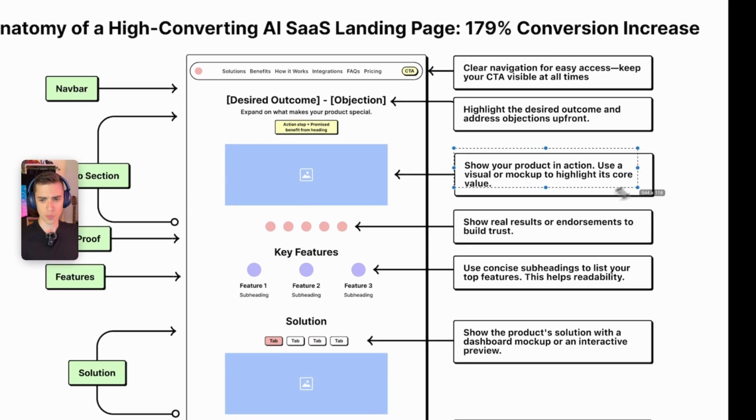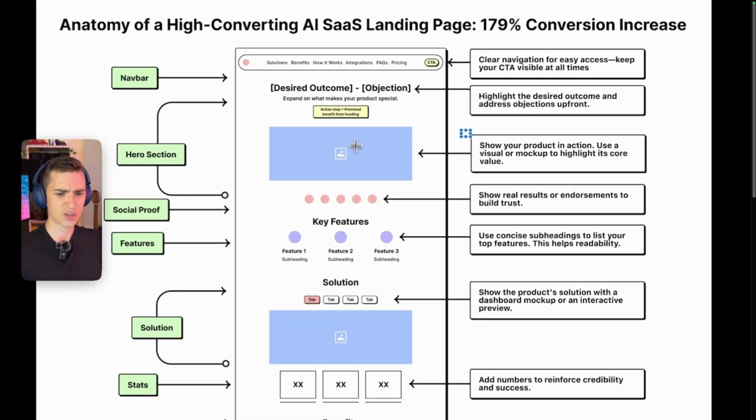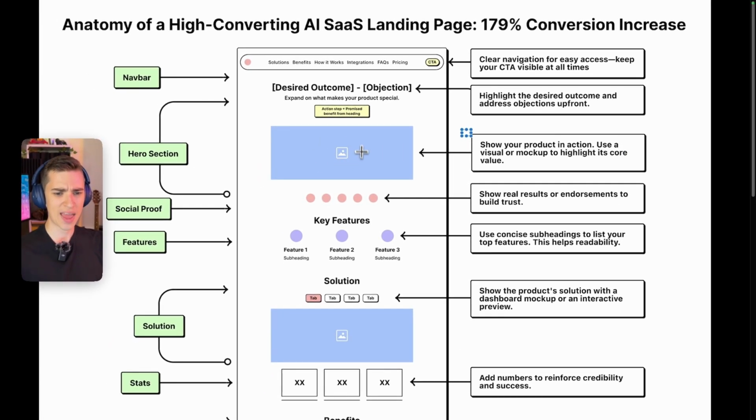Then of course, we've got the show your product in action, use a visual or mock-up to highlight its core value. Now, typically for this section, I usually see it as some sort of animated GIF. Yes, I pronounced it that way. Or some other video that just demonstrates to your users what your app actually looks like in action. What is it going to actually look like when the user or potential user at that point is going to use it?